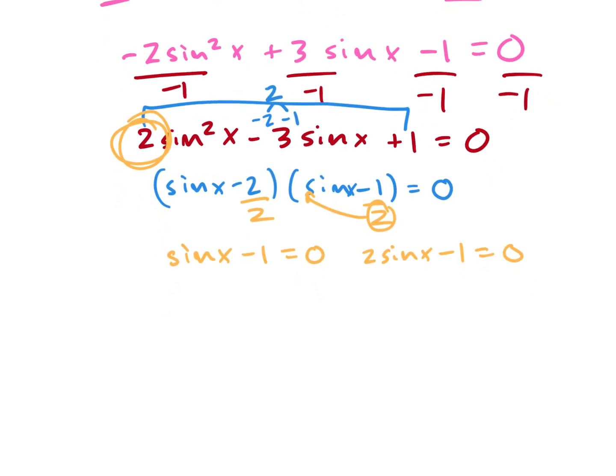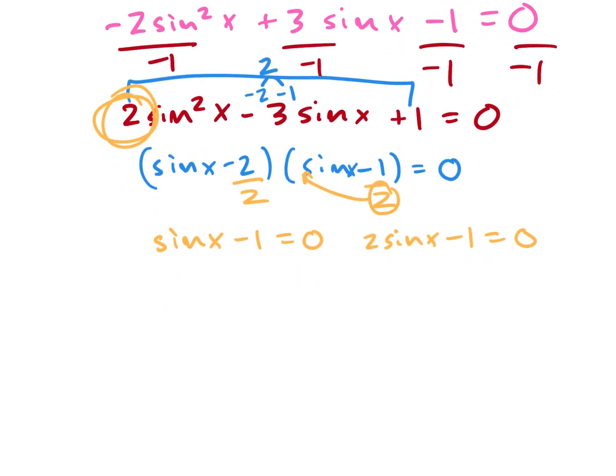So now we do the same thing that we did before, but we just have 2 separate equations. I'm going to add 1 to both sides. We are isolating our trig function, so sine of x is equal to 1. Here I add 1 to both sides and divide by 2, so sine of x is equal to 1/2.